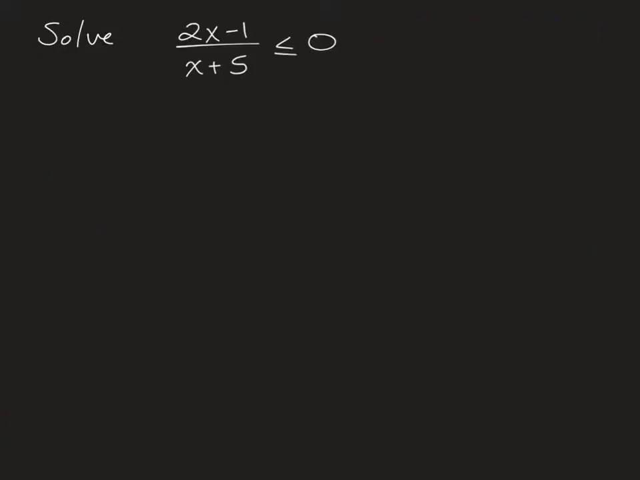All right, first rational inequality example. So again, you need to find all x-intercepts. Pretty simple here. The x-intercept is what you get when you set the top equal to 0 and solve for x. That means x would be 1/2. You need to find all vertical asymptotes as well, which is what you get when you set the denominator equal to 0 and solve for x. So the vertical asymptote here would be x equals -5.